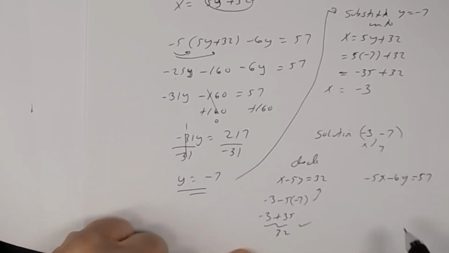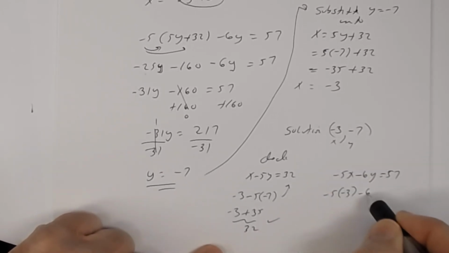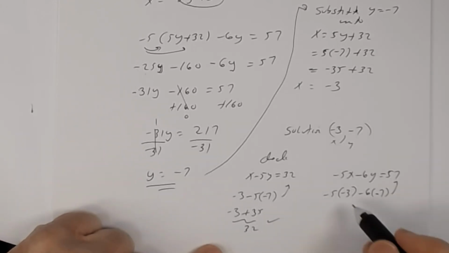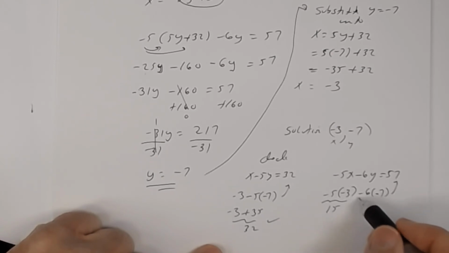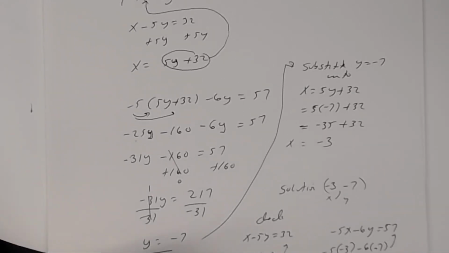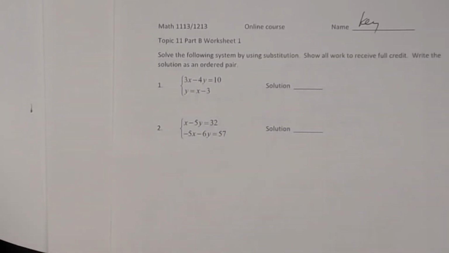So that's correct. Over here, negative 5 times x, which is negative 3, minus 6 times y, which is negative 7. I want to see if that's going to equal 57. Negative 5 times negative 3 is positive 15. Negative 6 times negative 7 is a positive 42. And when you add them up, you do get 57. All right, so that is the solution to number 2. So that is the key to this worksheet, topic 11, part B.